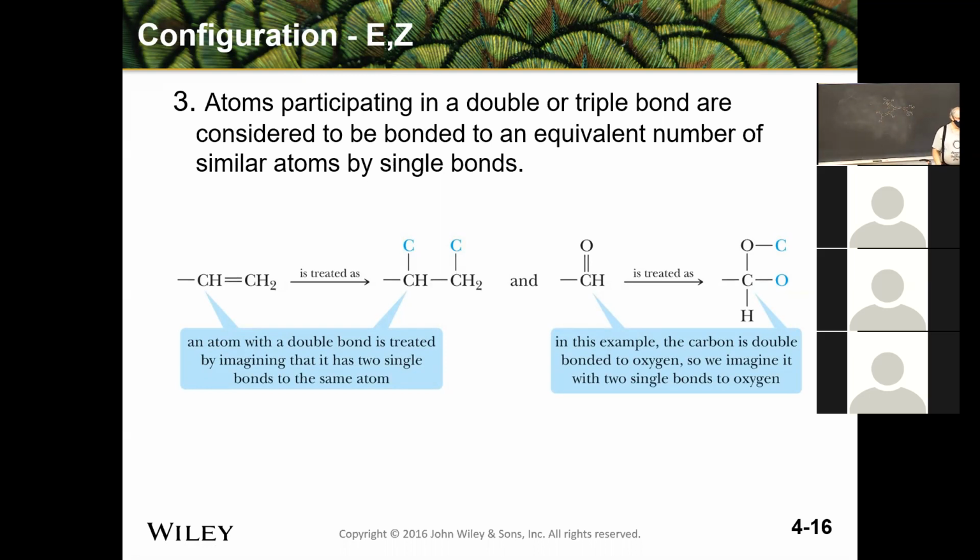If we had a C=O double bond, for example, carbon and carbon are the same. The next one out is an oxygen, but we would treat this like it's two oxygens. So this would take priority over that.